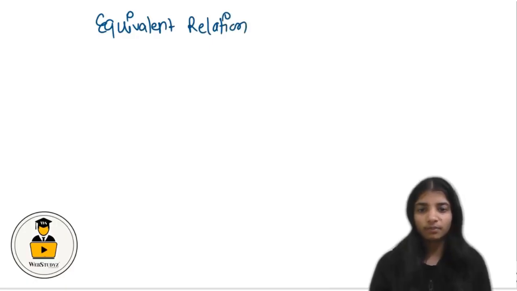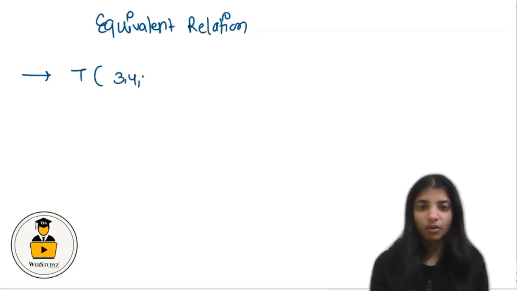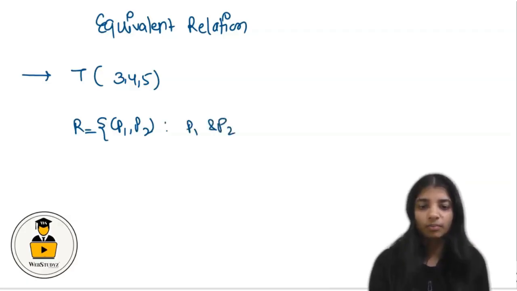Now in the next part, we are given a triangle, let's say T, having the sides 3, 4 and 5. So we have to determine what is the set of all the elements in A related to the right angle triangle with the sides 3, 4 and 5. So basically our relation is R equals (P1, P2) such that P1 and P2 have the same number of sides.